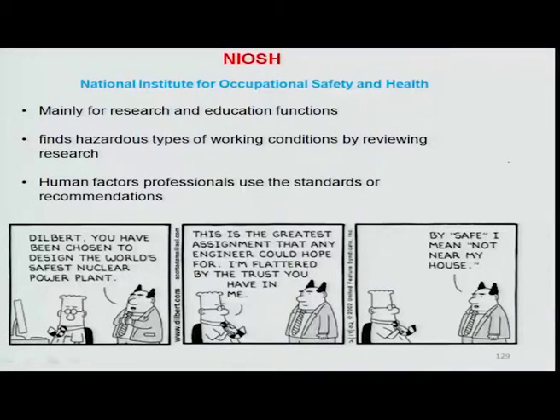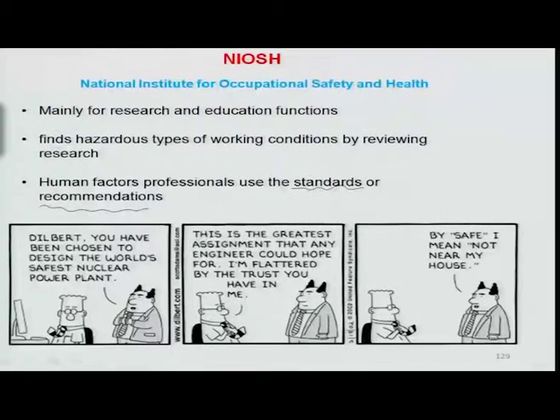So the other issue that is addressed by this kind of institute is to prepare the standards and recommendations which can be followed by human factors professionals for doing safety management, as well as understanding safety more, human factors particularly related to the work systems.